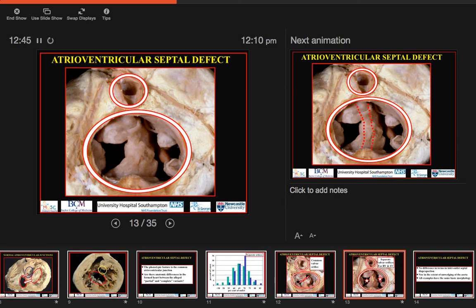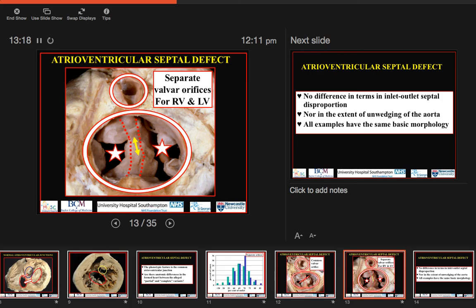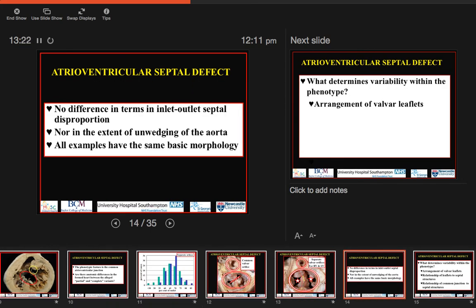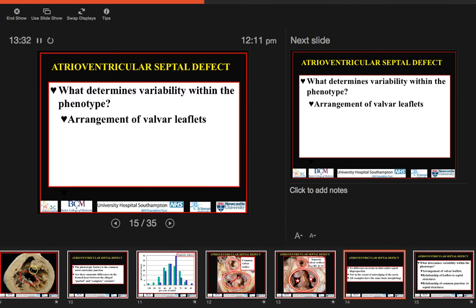valve. Yes? What we see, however, is that the difference in this heart, which is an ostium primum defect, is that along the plane of the ventricular septum, there is a tongue of valvar tissue that has joined together two of the leaflets that bridge the ventricular septum. And so all we are looking at is dual orifice common atrioventricular valve. The essence of the ostium primum defect is separate valvar orifices for the two ventricles. So there is no difference in inlet-outlet septal disproportion. There is no difference in the degree of aortic unwedging. The phenotype is one and the same.